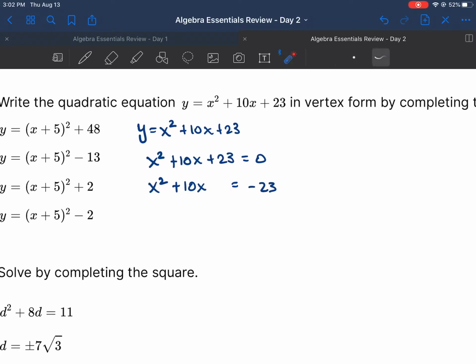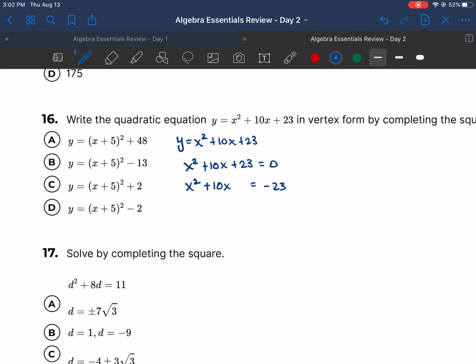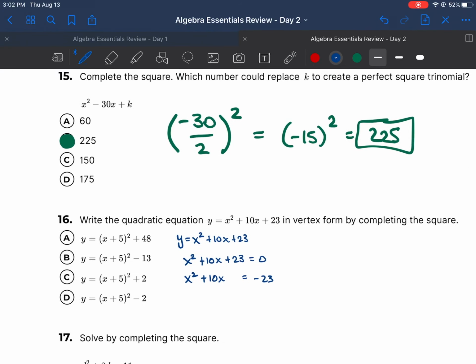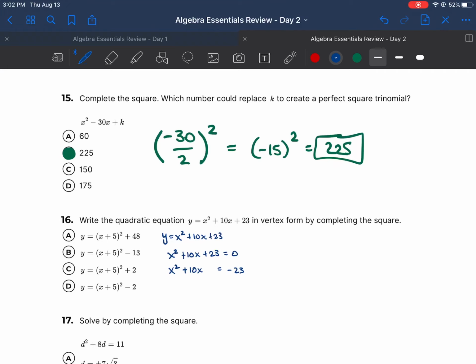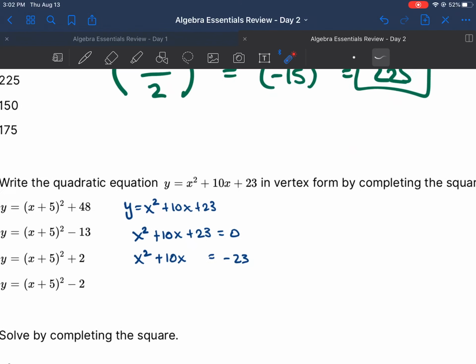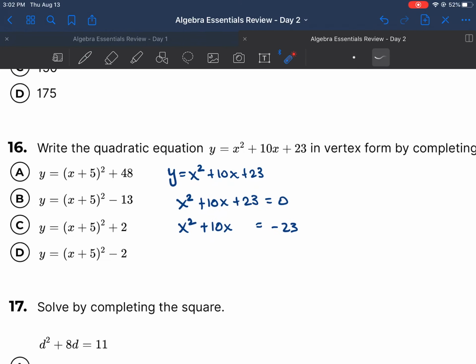And notice I'm leaving a little space here because we're going to do something with this space. So if we think back to the problem we just did, number 15, we wanted to know what number could be added on here to create a perfect square trinomial. Well, let's do the same thing right here. Let's think to ourselves, what could I add right here to create a perfect square trinomial? Well, half of 10 is 5, and 5 to the second power is 25. So let's add 25 right here.